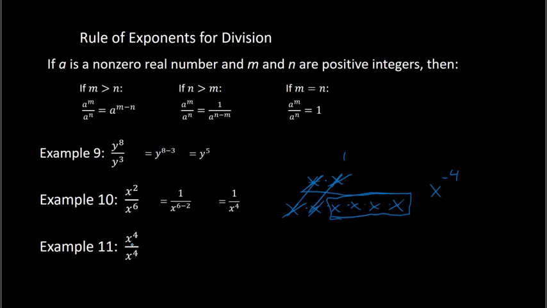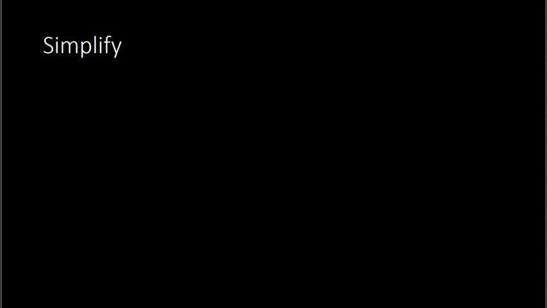Okay, and then example 11, if you have the same number, the same exponent, we would have just 1, because anything divided by itself is 1. Another way we could think through that is same idea where we subtract the exponents. 4 minus 4 would be 0, so x to the 0 power would equal 1. And that's because anything to the 0 power is 1.